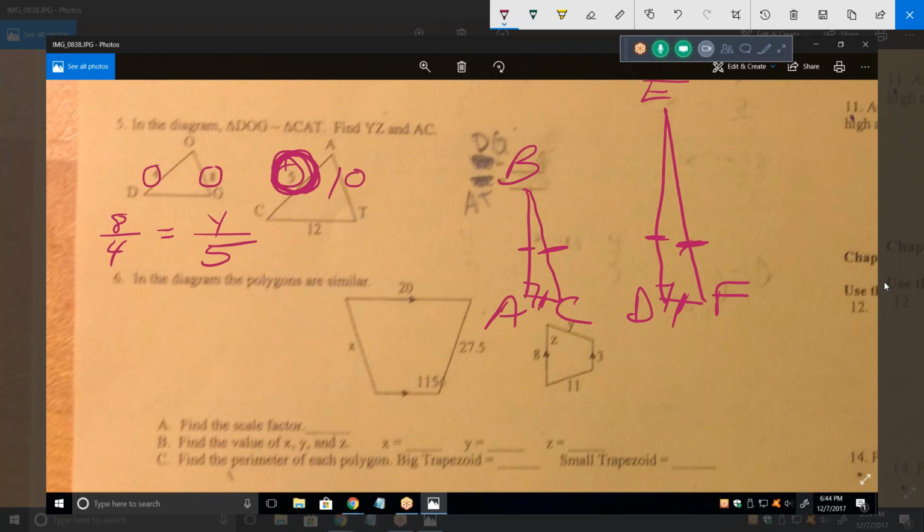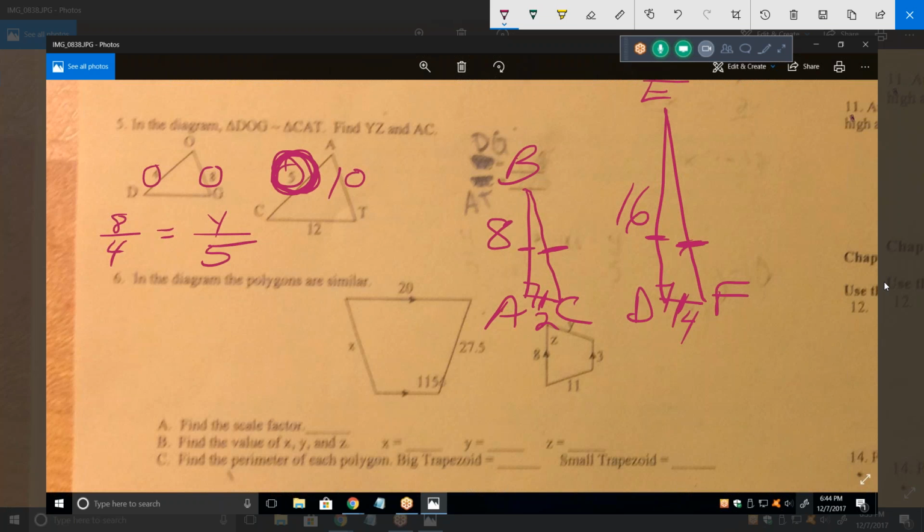Also, the scale factor between AB and AC is the same scale factor as the scale factor between DE and DF. In other words, if that was 2 and that was 8, and I said this is 4, I can see that 8 is 4 times 2. Therefore, DE has to be 4 times 4. So I can do it simple like that.